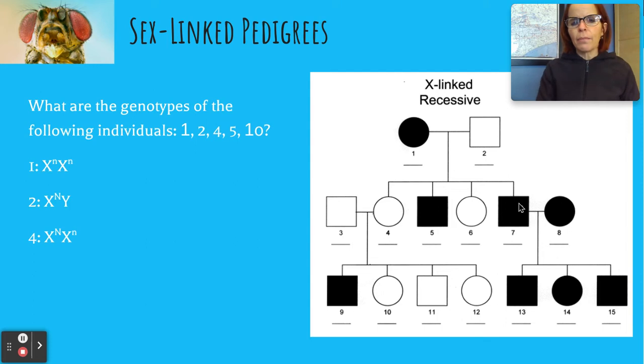Okay, let's take a look at number 5. Oh, I just did it. Number 5, so it's a male, and he got the trait from his mom, so he would be X little n Y. And then finally, number 10 is a female.